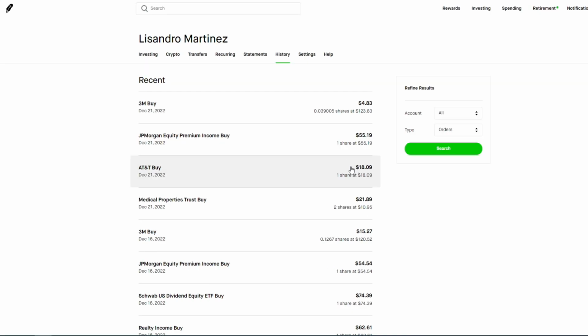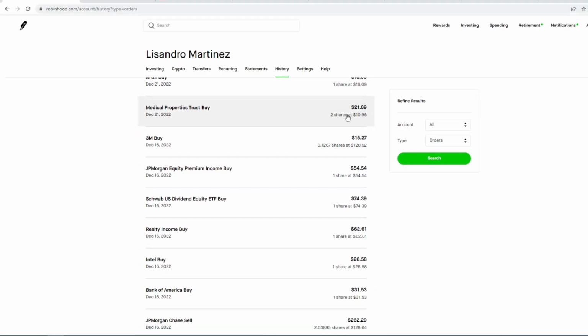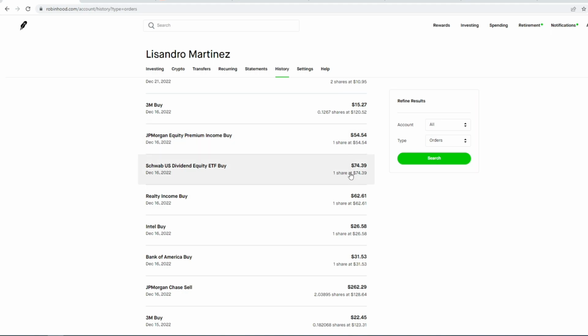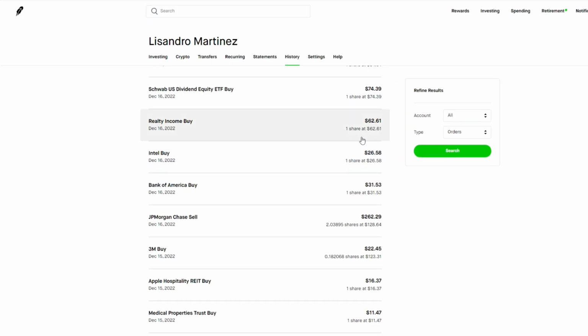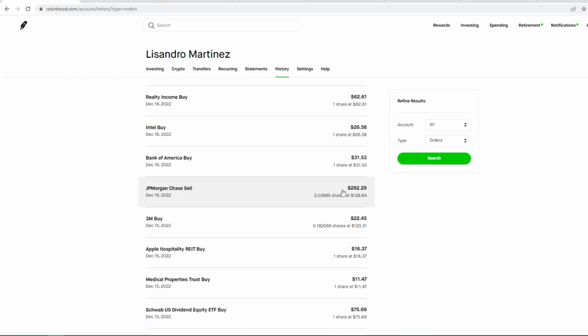I bought one share of AT&T, two shares of Medical Trust. I bought another $15 of 3M. I bought another share of JPI. I'm not sure how you really pronounce it. I bought another share of Charles Schwab Dividend ETF, SCHD. I bought one share of Realty Income, one share of Intel, one share of Bank of America, two shares of JP. Actually, I sold my position of JP Morgan Chase.